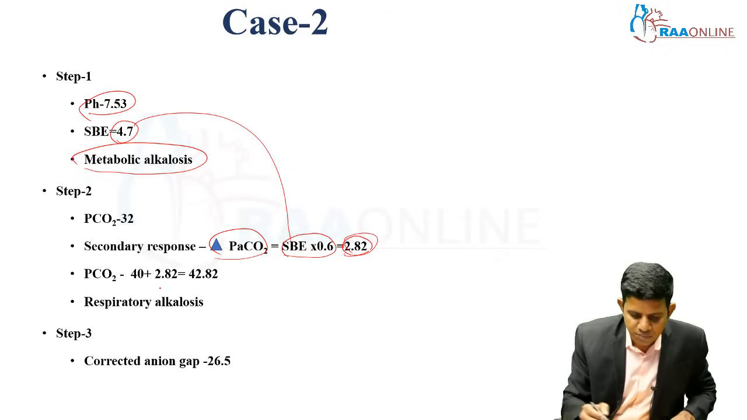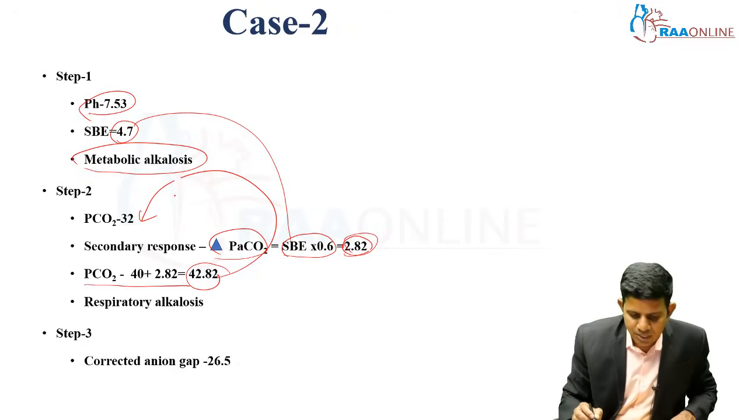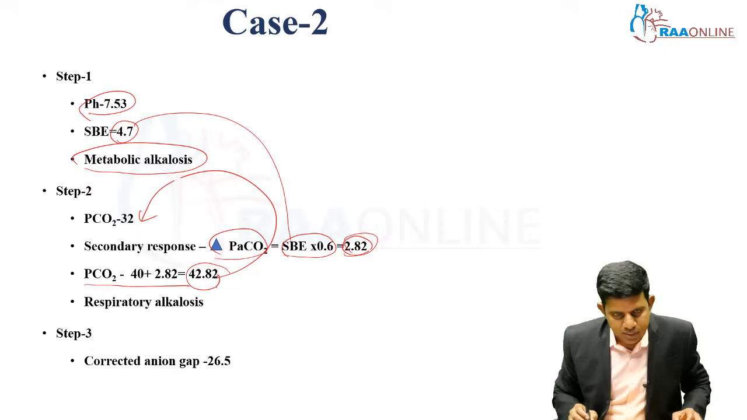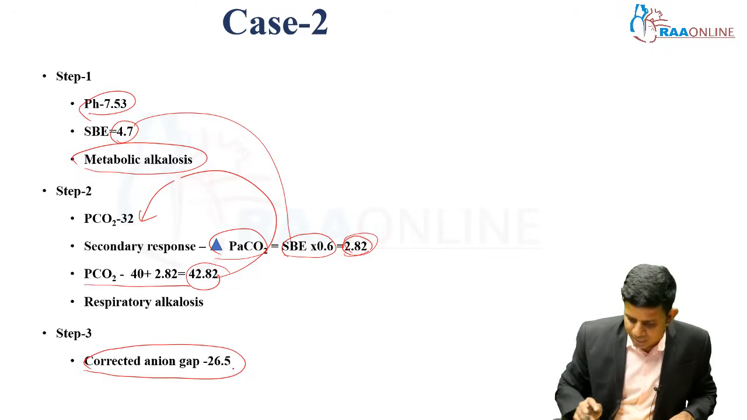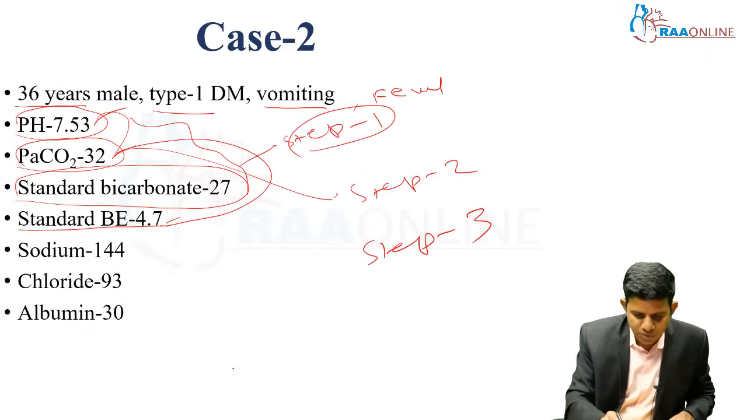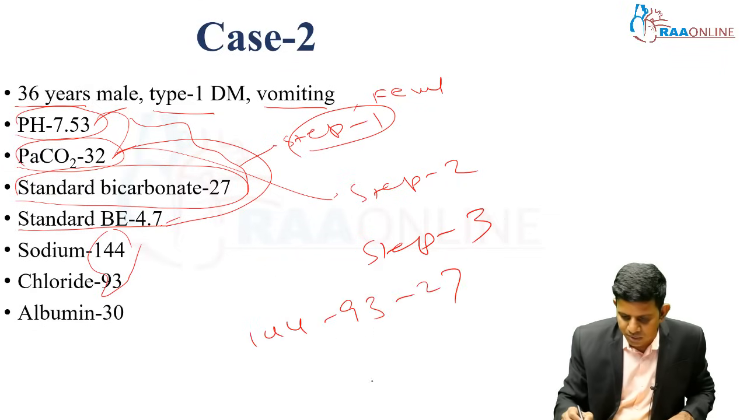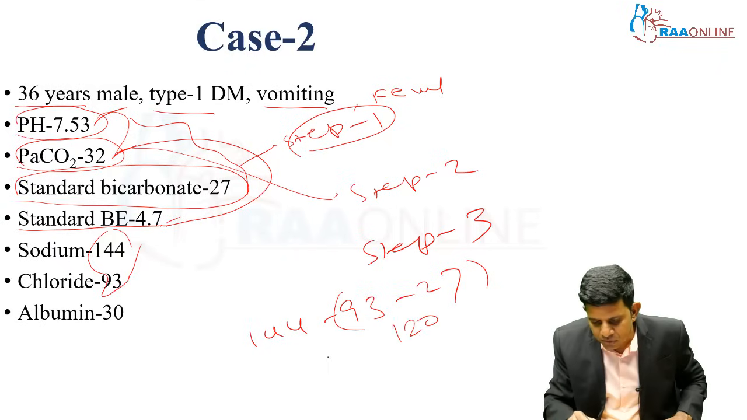Ideally, what would be my PCO2 level? It is 42, but it is lesser than that. So, the metabolic alkalosis is associated with respiratory alkalosis there. Next, I have to check my corrected anion gap. What is the corrected anion gap from here? If you put, for example, 144 minus 93 minus my standard bicarbonate of 27, so it is around 120. So, 144 minus 120 is 24.